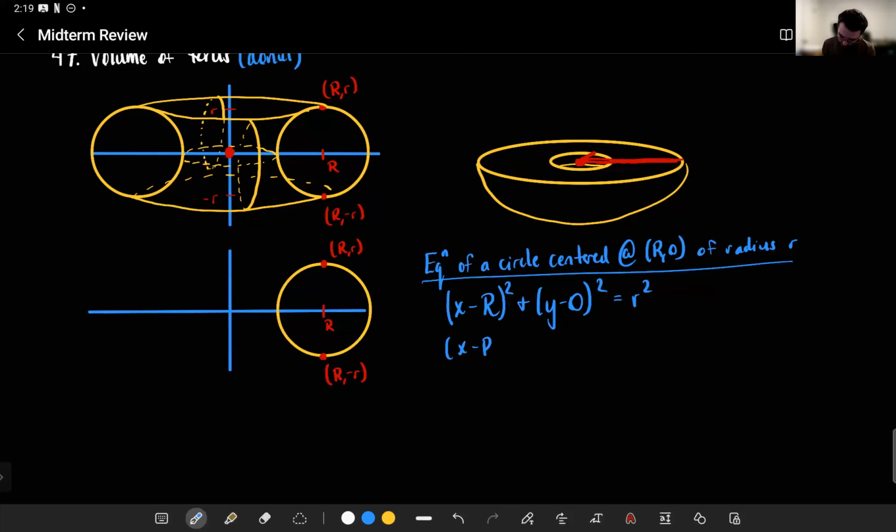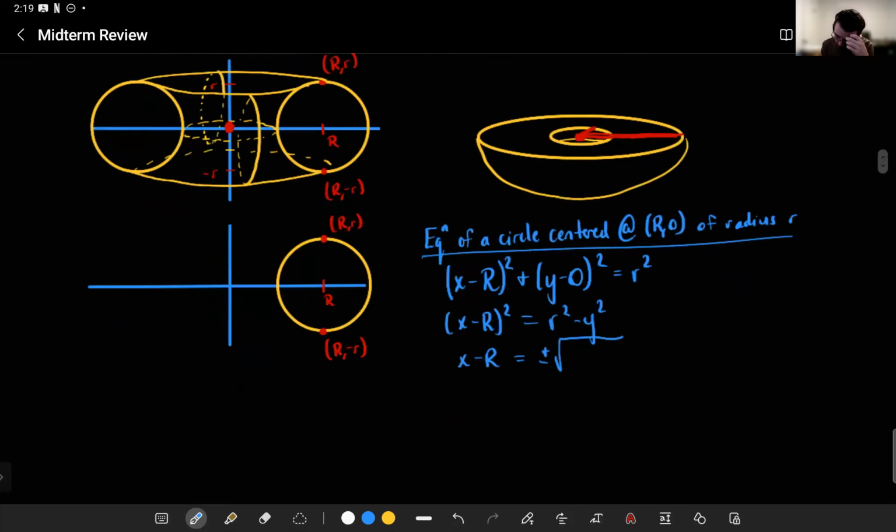Okay, so x minus capital R squared. This piece is just y squared, so let's subtract y squared from both sides. Let's take a square root. And again, you have to be careful to include plus or minus when you do that. Sorry about that. R squared minus y squared. And then add the R to both sides. Lo and behold, you get two solutions. If you take the plus, you get the right-hand side of the circle. You can confirm that if you want to plug some numbers in. If you take the minus, you get the left-hand side of the circle. And just keep in mind, the right half of the circle is our outer radius.